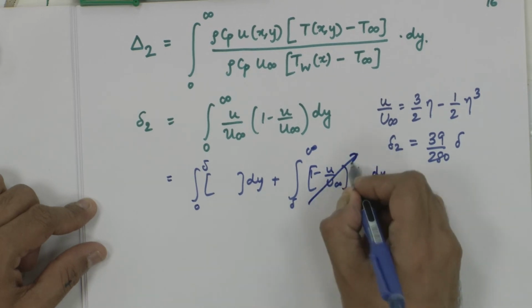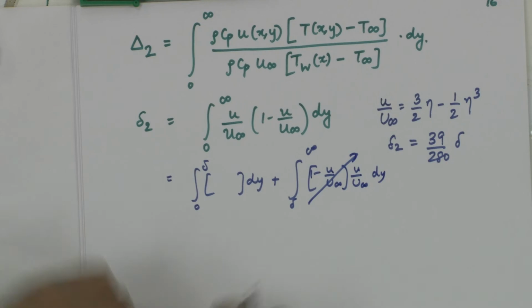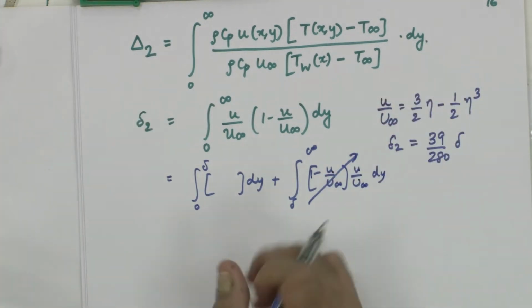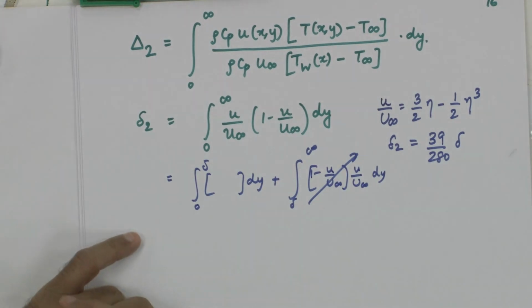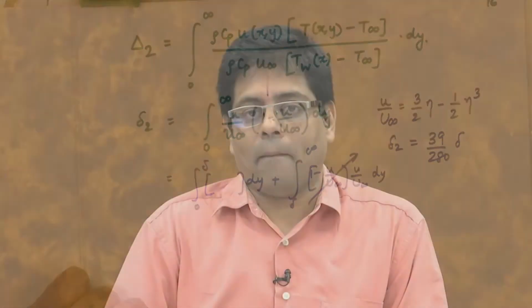This will go off to 0. So, you are left with 0 to delta. Here also we will do the same thing, 0 to delta, delta to infinity. Now, not so straightforward. Why?